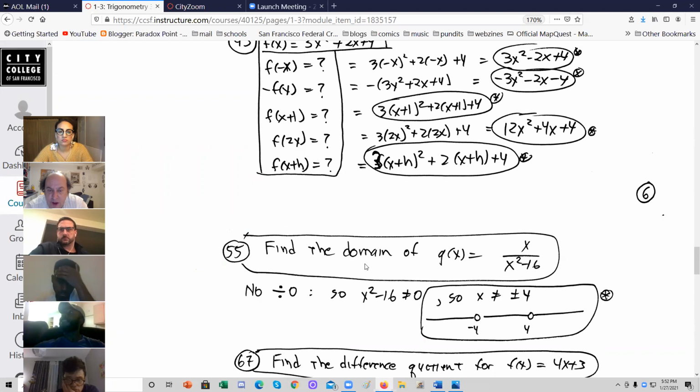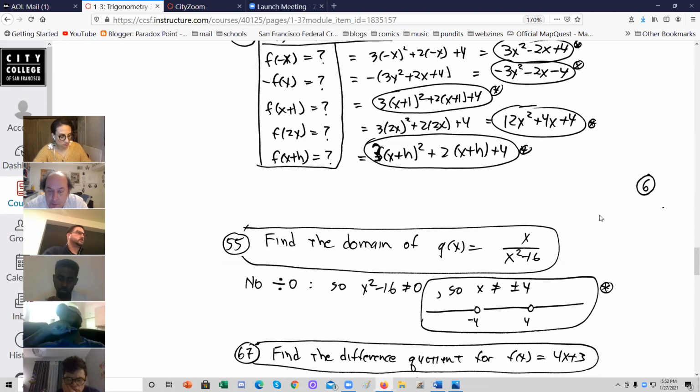Here there's the question of finding the domain of a function, x over x squared minus 16. Now, there are no square roots in this function, but there is a division. So we want this thing here, x squared minus 16, not to be 0. So x squared minus 16 is not 0 if x is not equal to plus or minus 4. It's not 4, it's not negative 4, but it can be any other number.